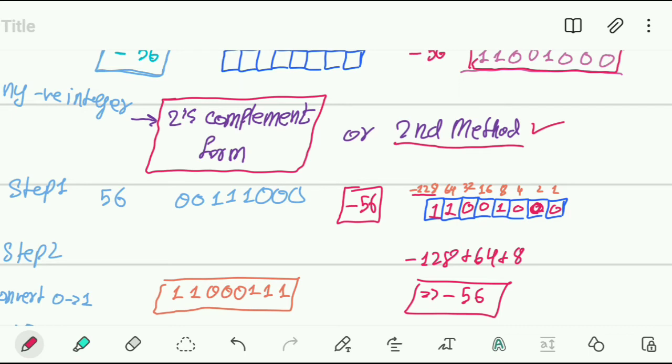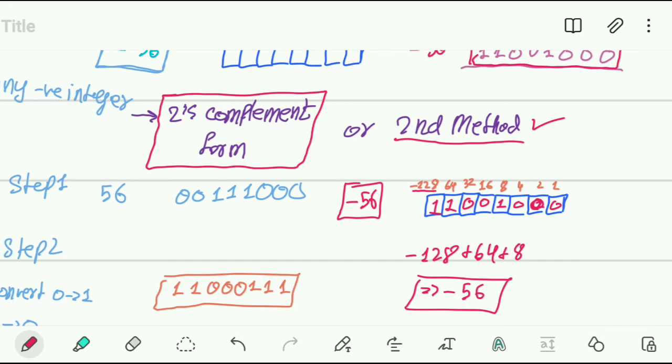This is all part of the exam. This is all part of the paper. You will be asked for it. So you need to remember what is 2's complement form.